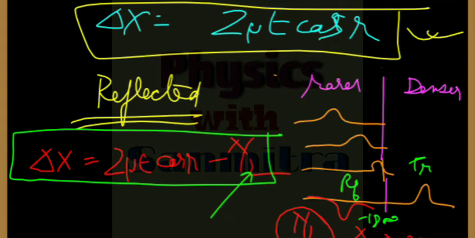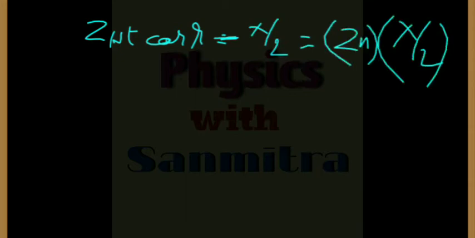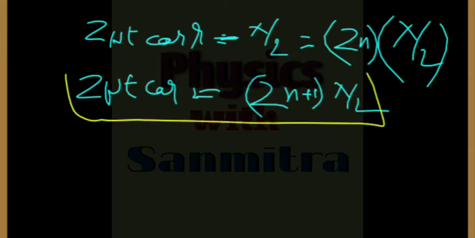Okay, now for constructive interference, we get 2 mu t cos r minus lambda by 2 is equal to 2n lambda by 2, because the path difference is an even multiple of lambda by 2 for constructive interference or for bright fringes. So 2 mu t cos r, I can write as (2n plus 1) lambda by 2. This is my condition for constructive interference.